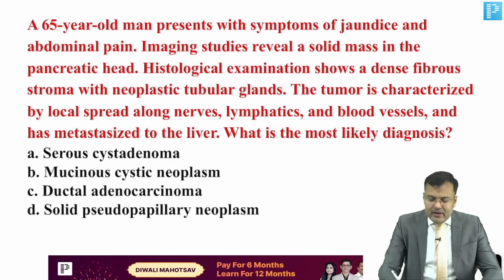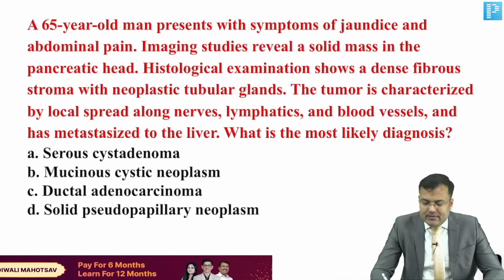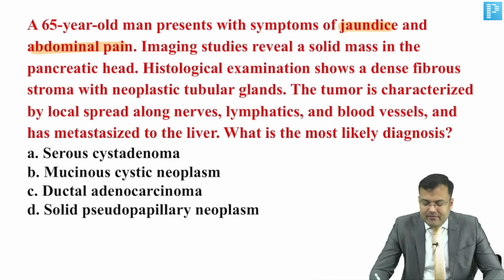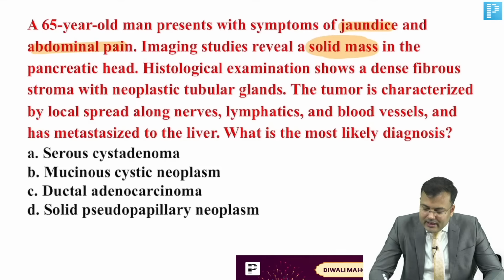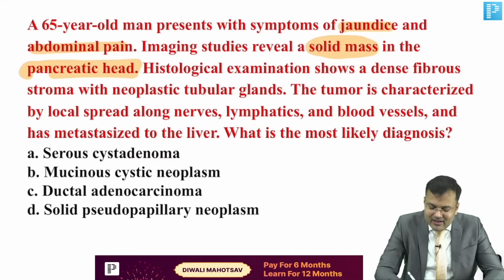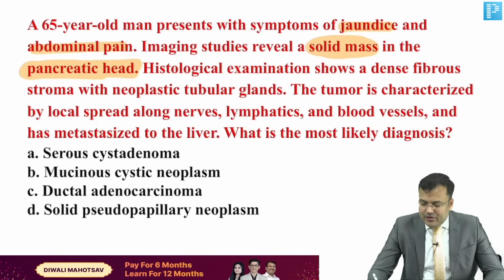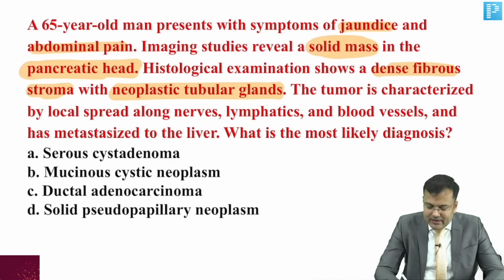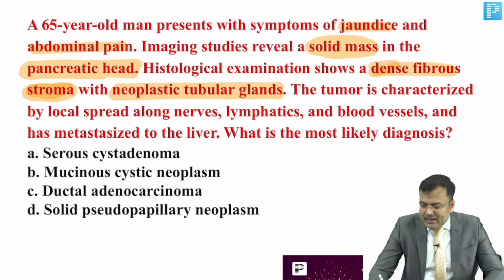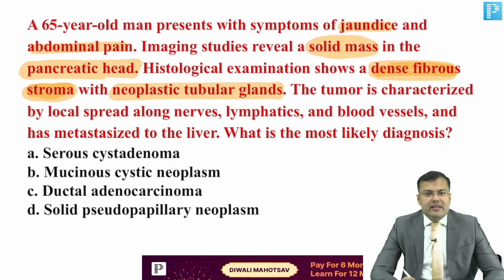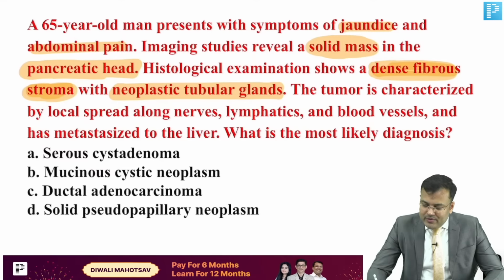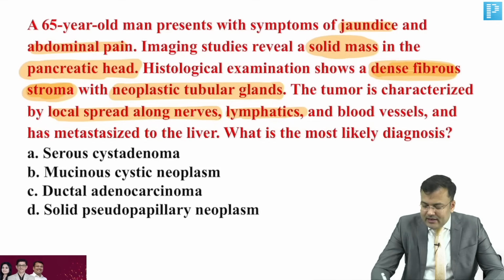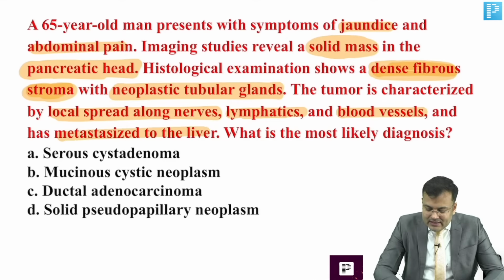Next, very easy. A 65-year-old man presents with symptoms of jaundice and abdominal pain. Imaging studies reveal a solid mass in the head of the pancreas. So, it's very clear. Histological examination shows dense fibrous stroma and neoplastic tubular glands. Extensive desmoplastic reaction, extensive fibrosis is there. The tumor is characterized by local spread along nerves, lymphatics and blood vessels and has metastasized to the liver.